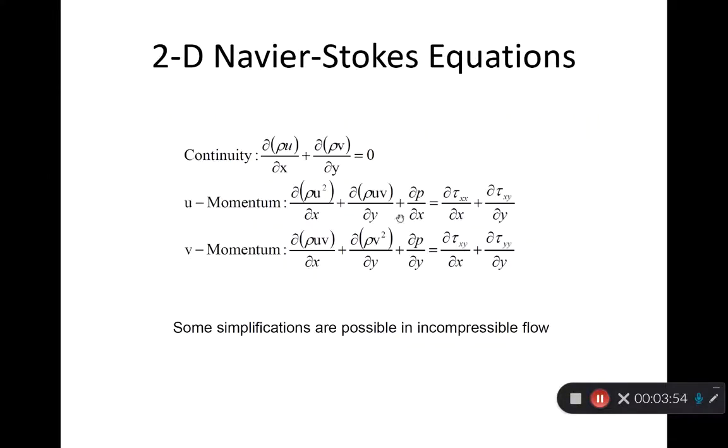So these are the equations that we have developed: conservation of mass, U momentum, V momentum. Because we are talking about incompressible flow first, some simplifications can be made. We know that rho is a constant, so it will come out of the picture in this equation. Here rho will come out of this derivative, rho will come out of this derivative, here and also here. What more can we do?